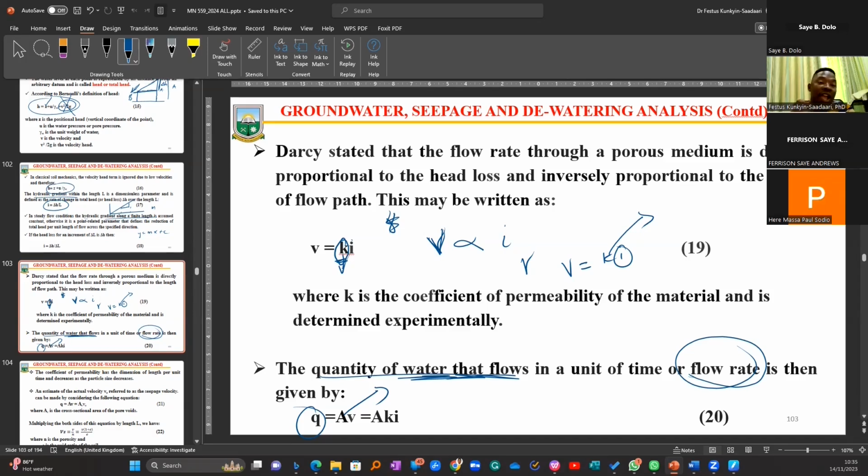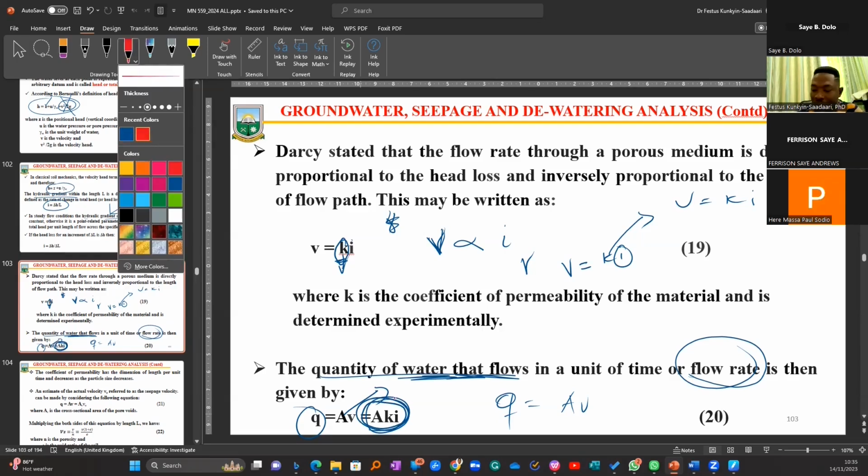Once you know your area and you have determined your velocity, you can easily calculate the flow rate to be equal to AV. But remember, we have already defined that V is equal to KI. So it means that in the absence of V, if I have KI, I can still calculate for what? My flow rate. And that is why the formula, the V is taken off, and now you have this, which is this.